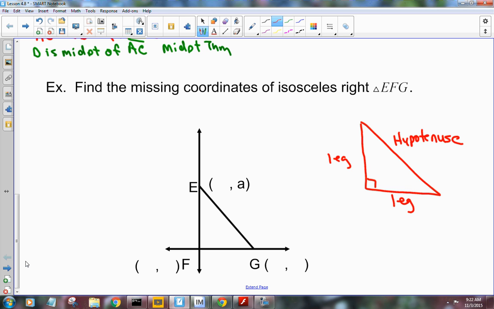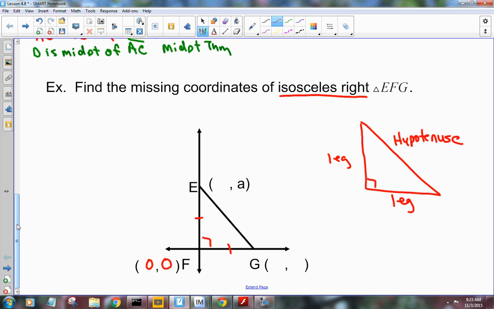Okay. Now, on this one, it says find the missing coordinate of isosceles right triangle EFG. Now, notice it says isosceles right. Anytime you have a right triangle, you want to put that right angle at the origin. Okay? And then these are my legs. It says that they are isosceles. Okay? So I want to come up with these coordinates. Well, F is located at the origin, so that's easy. What's its coordinates going to be? 0, 0.